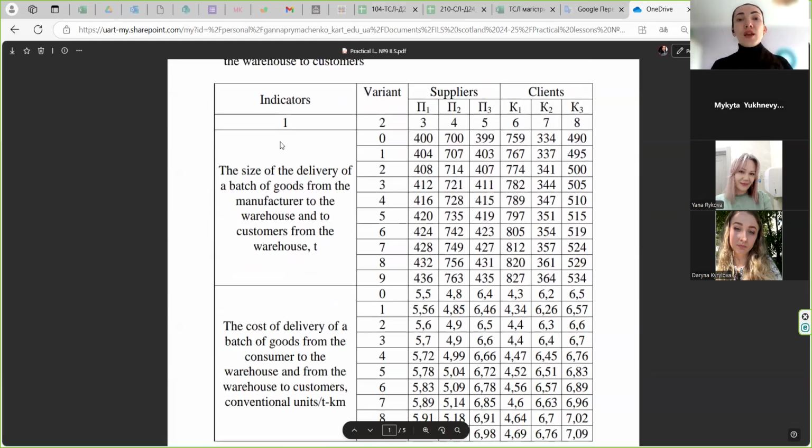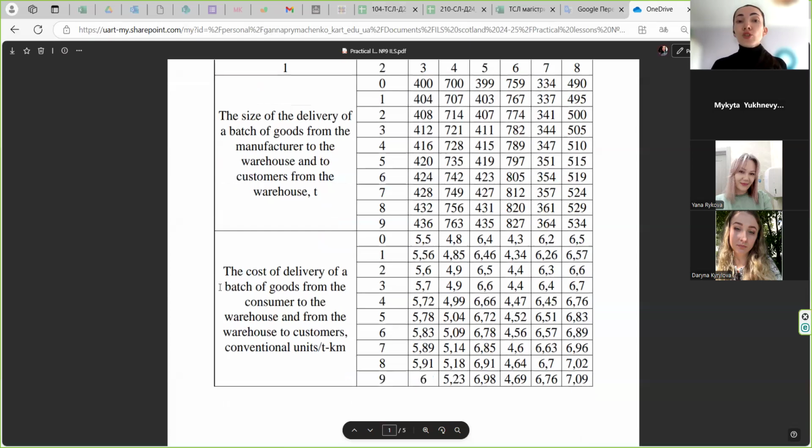So we have such parameters as, for example, the size of the delivery of a batch of goods from the manufacturer to the warehouse and from the warehouse to the customer, in tons. We have such cargo for different variants, from 0 to 9. For every variant we have three suppliers and three clients. So it is easy to understand, and we have different sizes of cargo for delivery. We can show it. We use it today, but now we look at what we need to do.